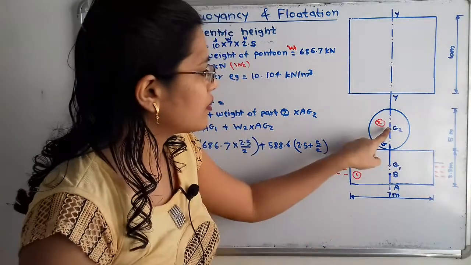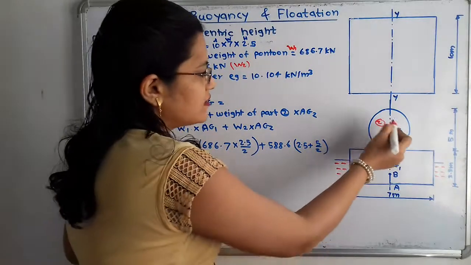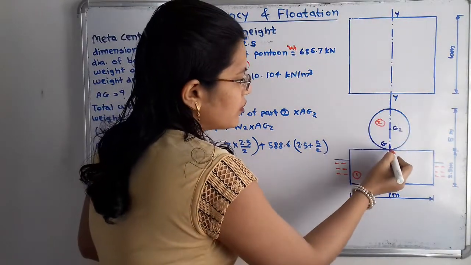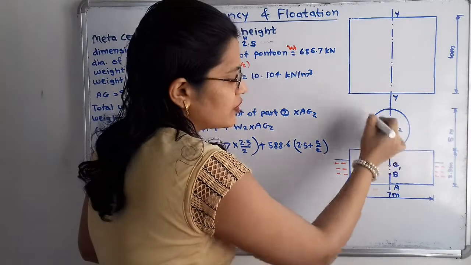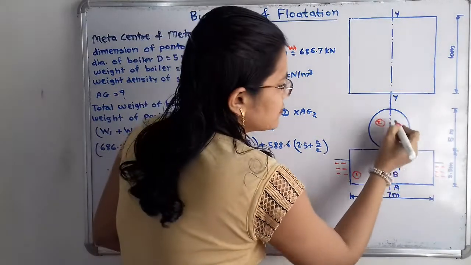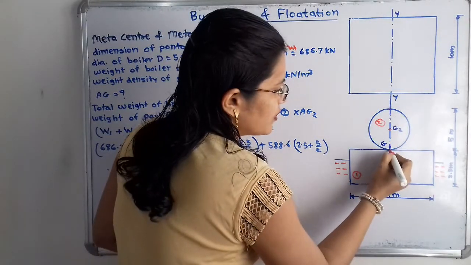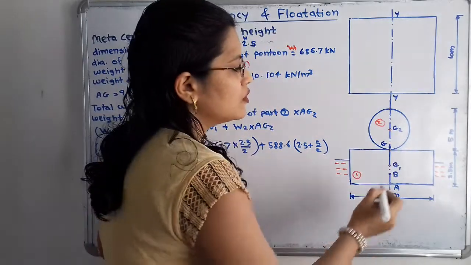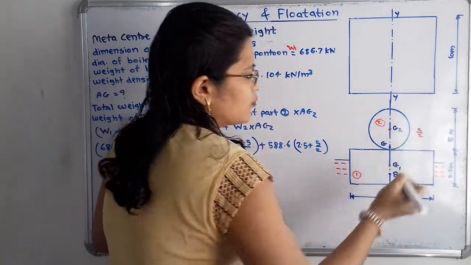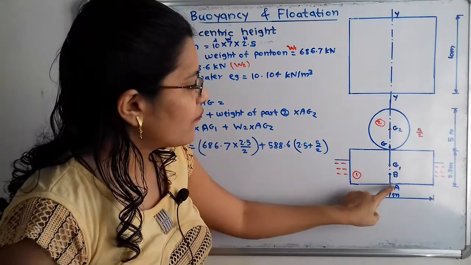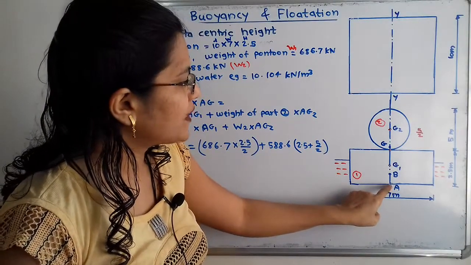Now how to find out this G2? We know that this G2 is at the middle point of this whole circle, or we can say boiler. So the distance for this point from the bottom to this point G2 is 5 divided by 2. But now we have to find out the distance from this point A to G2.